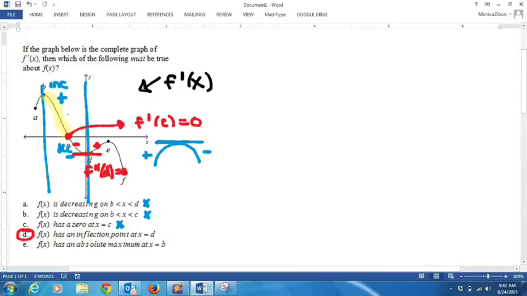So let's just look at the last one. F of x has an absolute max at b. Okay, that is not correct. Remember, we're looking at the derivative, so that means that the second derivative at b is equal to 0. So I have a point of inflection because I'm going from negative to positive.